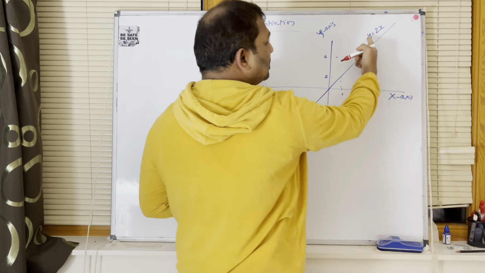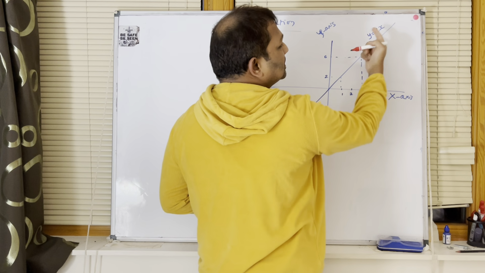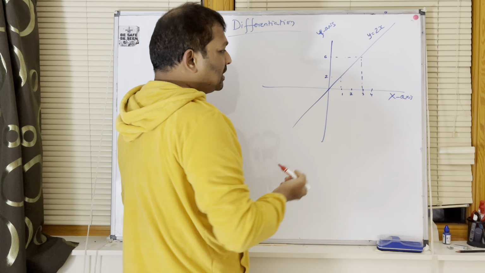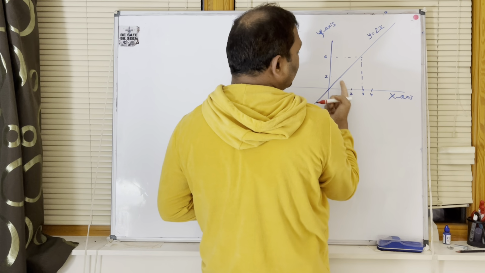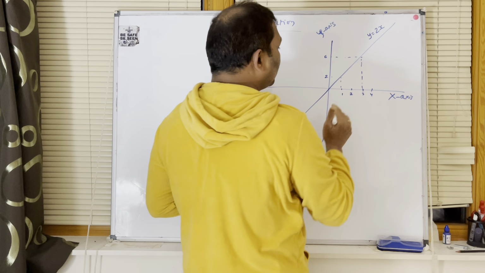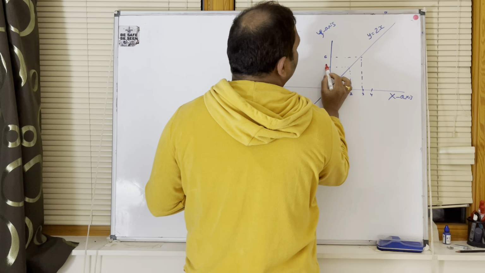So if you want to know the y coordinate when x is equal to 3, simply put x is equal to 3. 2 into 3 gives you 6. Similarly, if you want to know the corresponding y coordinate when x is equal to 2, put x as 2 here. This is going to be 4.